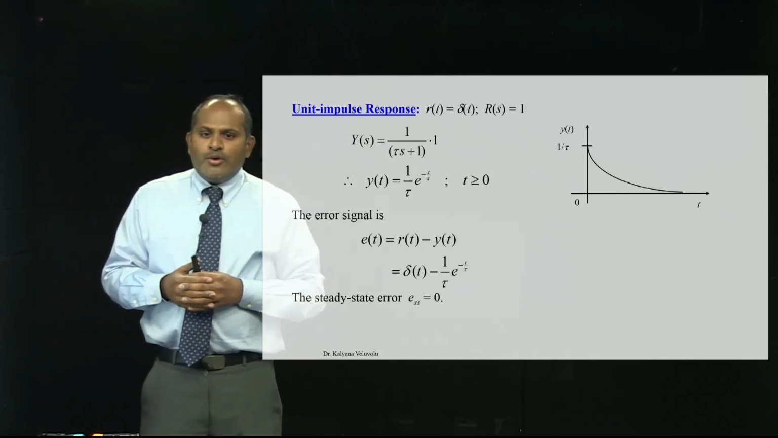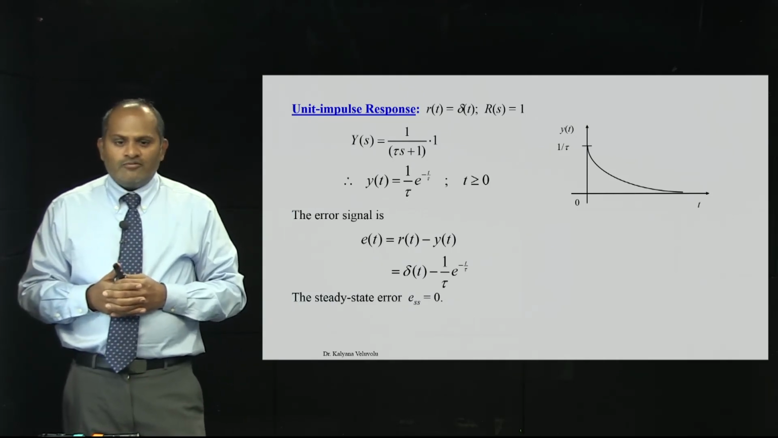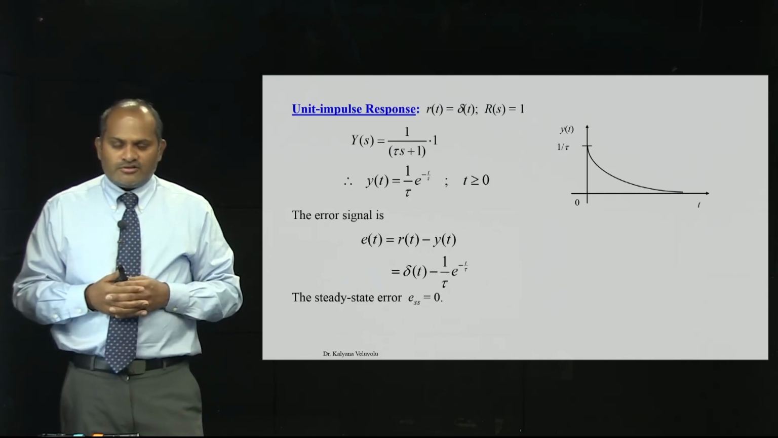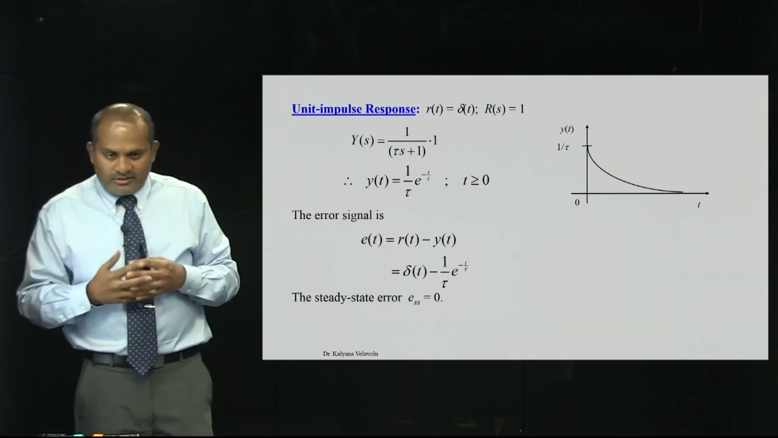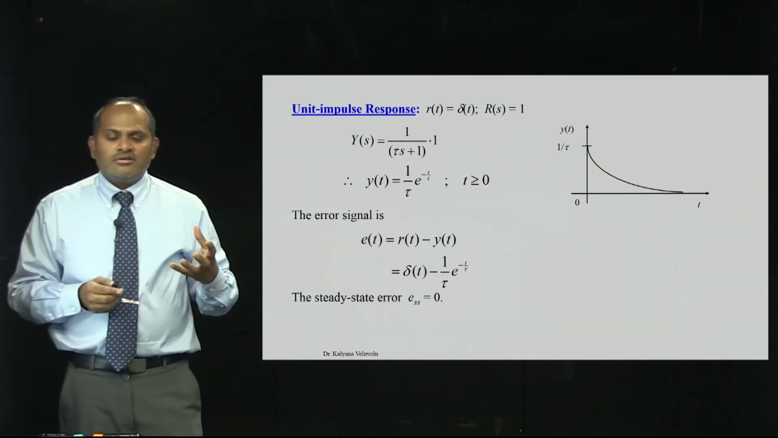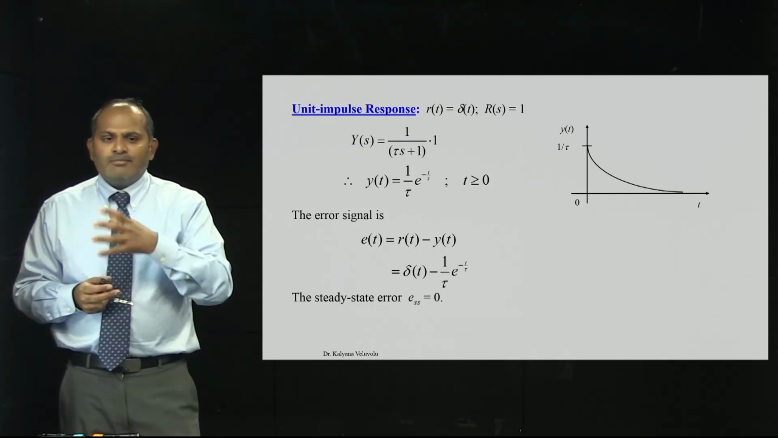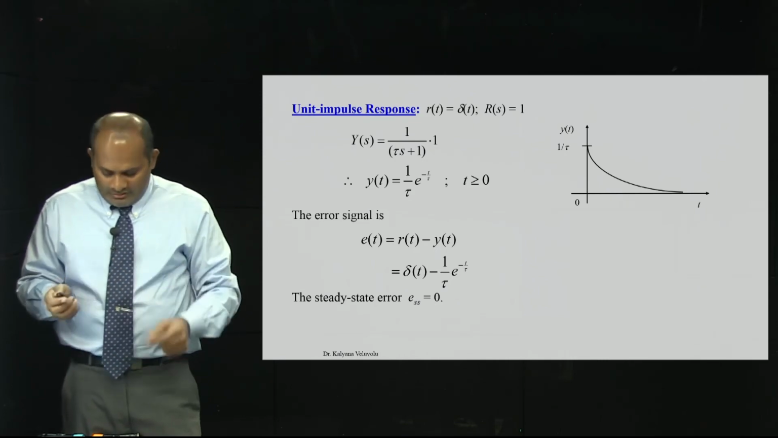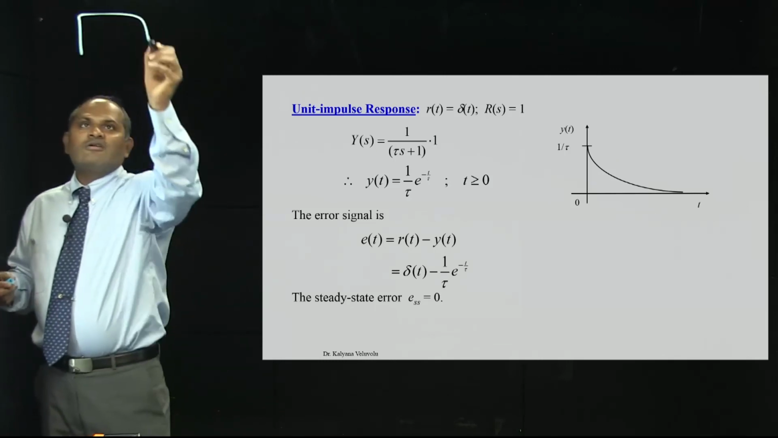The next one is the unit impulse response. Impulse is so important in signal processing and a lot of digital systems, we always use impulse to generate response. From a control systems point of view, impulse response is so important because the transfer function is the impulse response of the system. If the input is an impulse, the output is the transfer function.